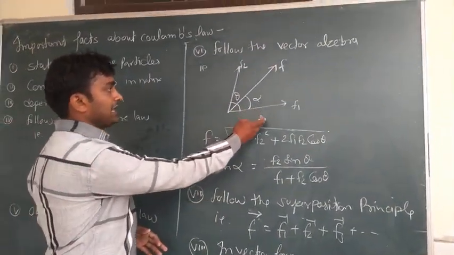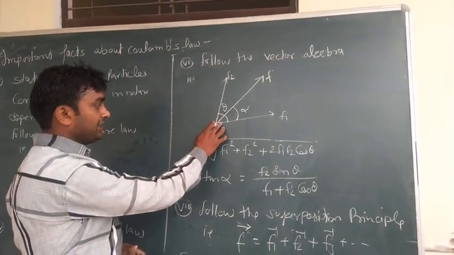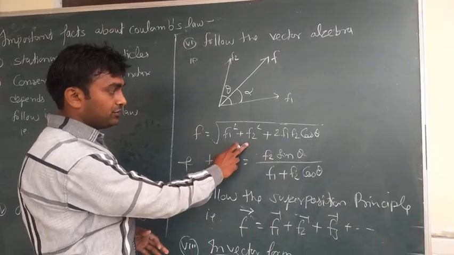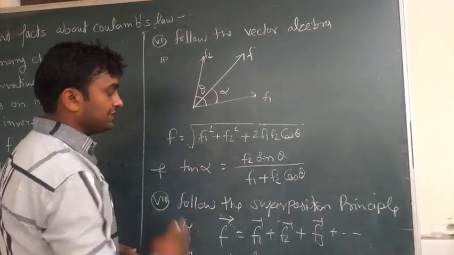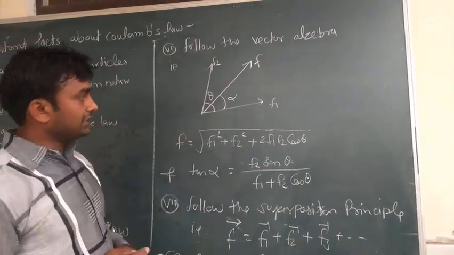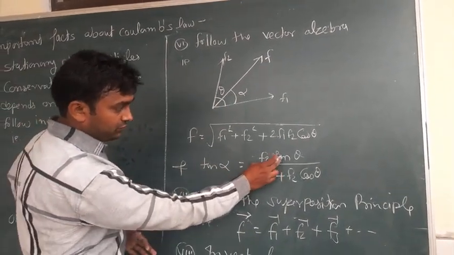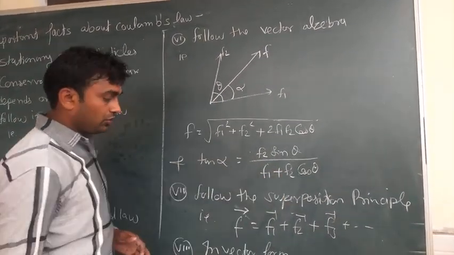That is, if two forces F1 and F2 are at an angle theta, then the resultant force between them is given as F equals under root F1 squared plus F2 squared plus 2 F1 F2 cos theta. And the direction of the resultant force with F1 is given as tan alpha equals F2 sin theta upon F1 plus F2 cos theta.